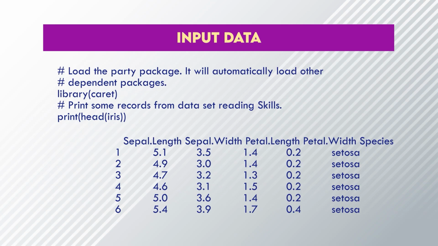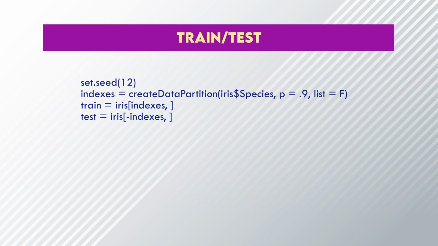Because this is supervised learning, we will divide this data into training and testing parts. If you see here, you set the seed to any number so that the split will always be the same. We take the indexes and create a data partition based on the iris species, and the p value here is set to 0.9. It means 90% of the data will be taken for training and the remaining 10% will be taken for testing. Supervised learning will be performed on 90% of the data, and to evaluate whether your model is good and able to predict well, you will use the testing part.